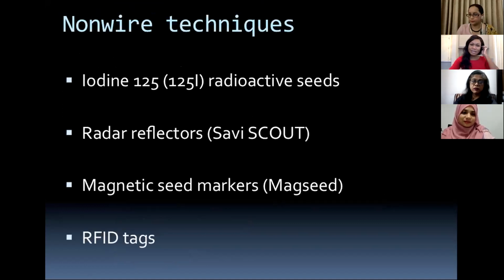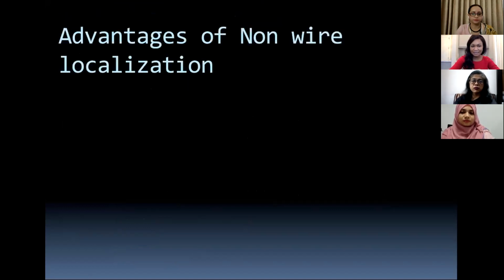So we'll talk about some non-wire techniques. And now that you know the disadvantages of the wire localization, you can see why people have been doing so much innovation of non-wire techniques. So we'll talk about the radioactive seeds, the radar reflectors, for example, Savvy Scout, the magnetic seed markers, and then the RFID tags. So there are some advantages of non-wire localization, and the advantages are true for all of these.